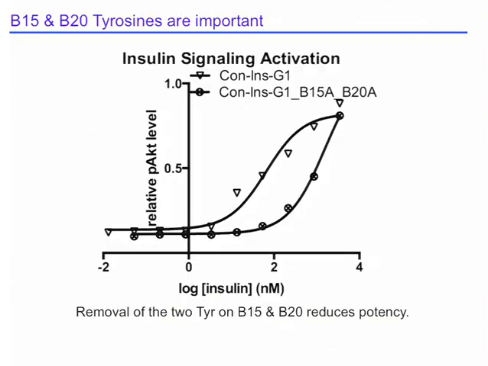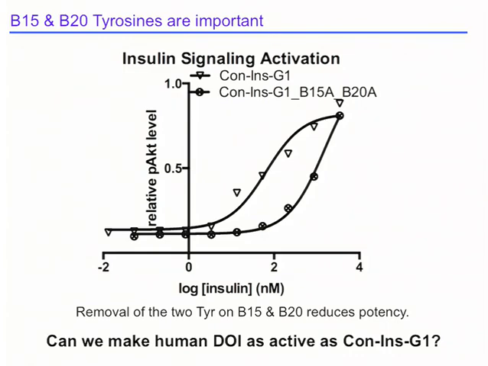The first thing we do is make mutants at these two positions. We just do alanine scanning to put them into alanines. And what we see is, yes, it does affect the activity. Basically, you can see that they are closer to DOI now when you take these two away. So this kind of proves that these two tyrosines are important, and can potentially be useful to compensate for the role of the B24 phenylalanine.